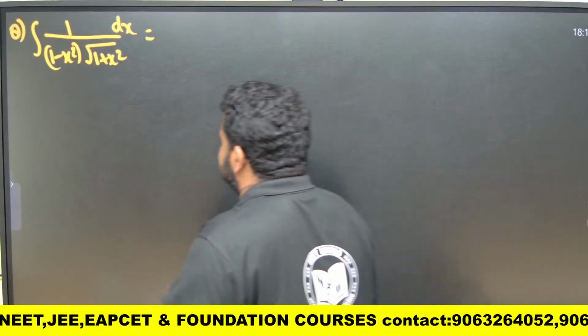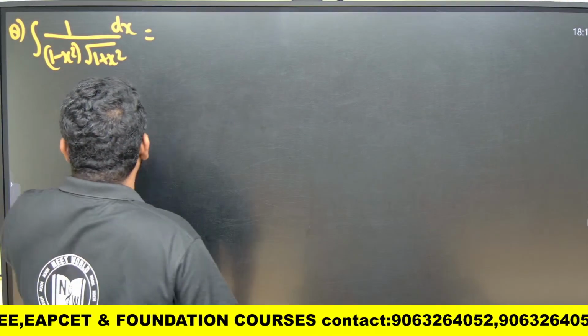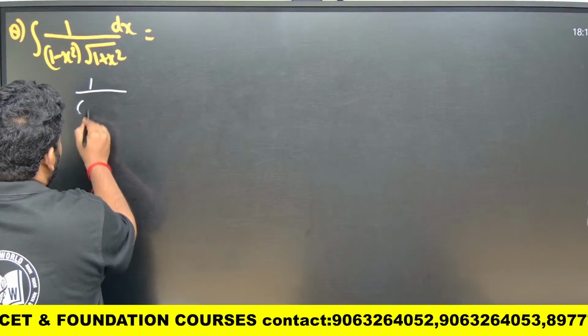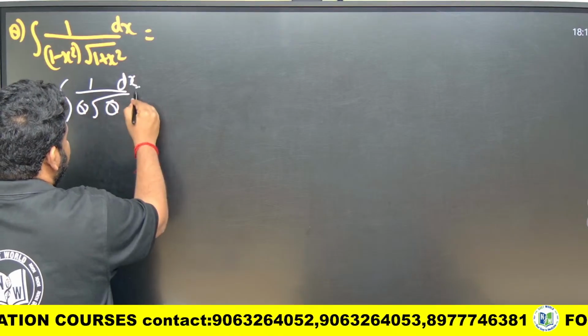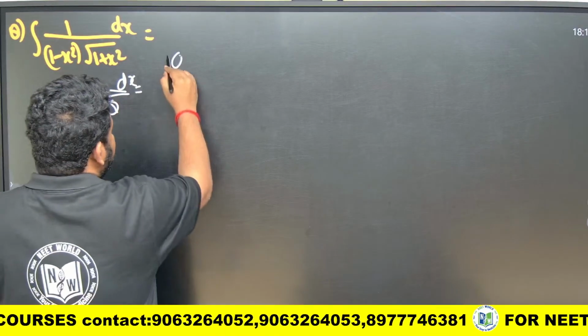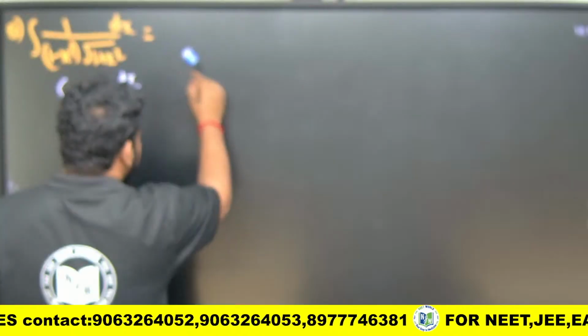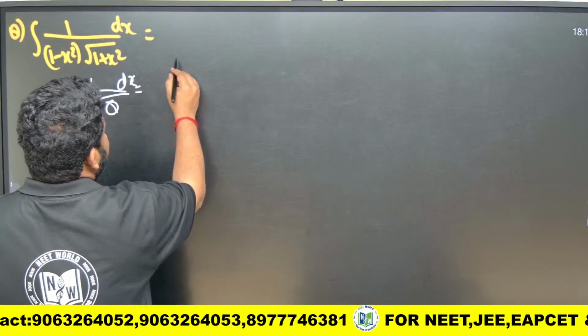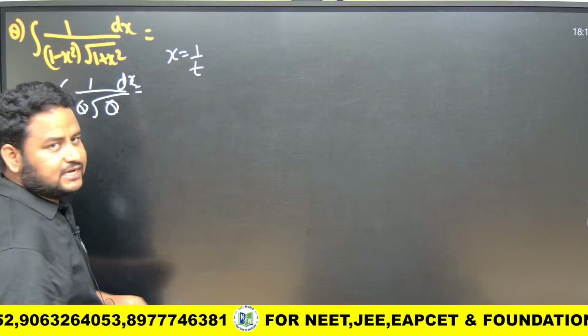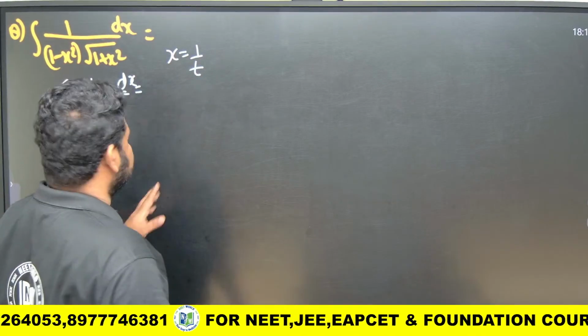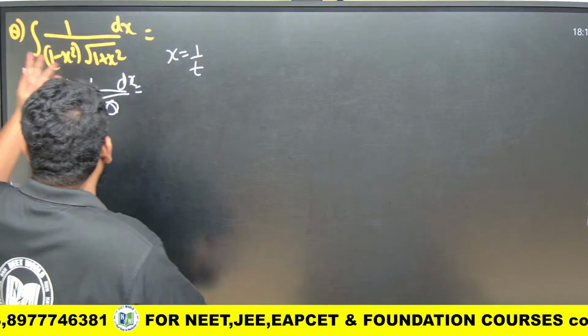Okay, now this is the most important form. Both are quadratics, and square root of quadratic, dx. For such type of quadratic, what did I tell you? We have to take x is equal to 1 by t. Wherever x is there, we have to take 1 by t. Then this transforms into what?